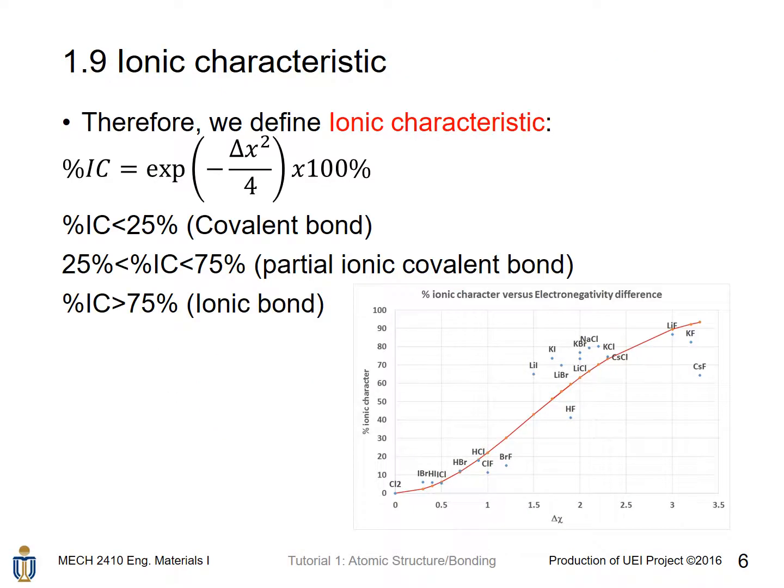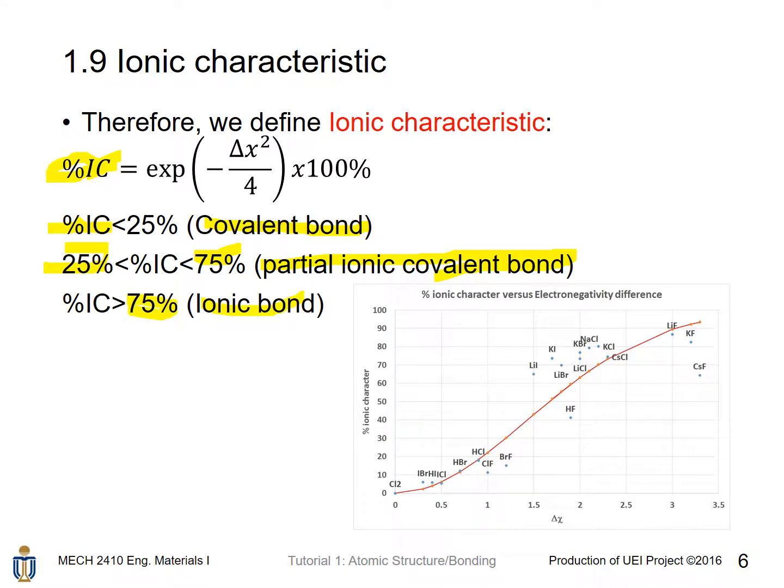Based on these ideas, we define ionic character. The percentage of ionic character is equal to e to the power of negative (delta x)^2 over 4, times 100%. If this is less than 25%, we consider it a covalent bond. If it is between 25 and 75%, we consider it a partially ionic covalent bond. If it is larger than 75%, we consider it an ionic bond.